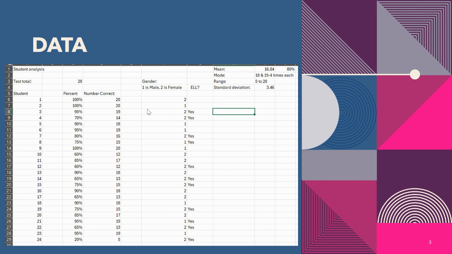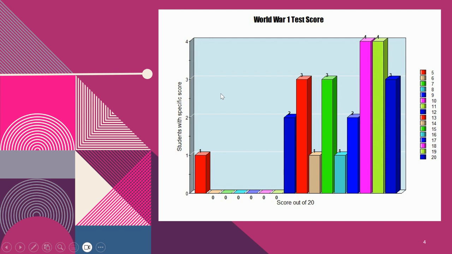Our range is 5 to 20. There was one extreme outlier, which obviously is bringing down the mean, because outside of the 5, the next lowest score was 12, which I believe there was 2 of those and 3 13s. So the 5 was kind of on its own. And the standard deviation for this is 3.46. Here's the information in a graph.